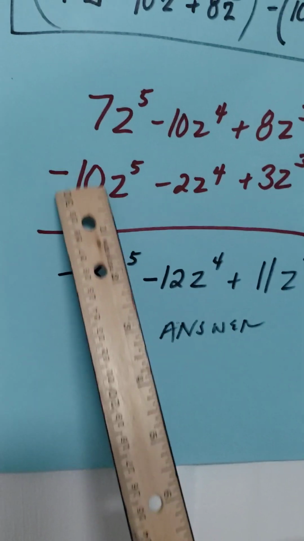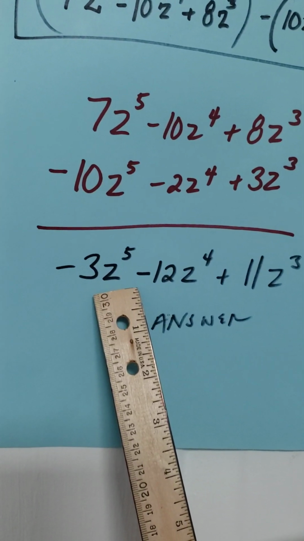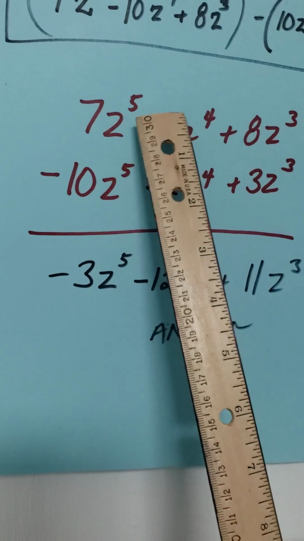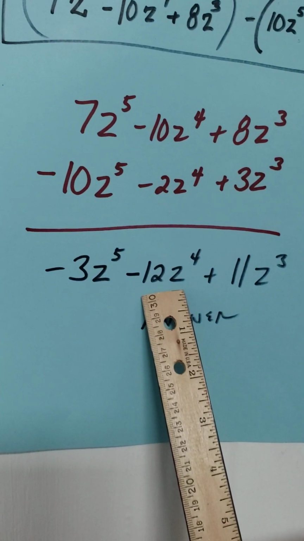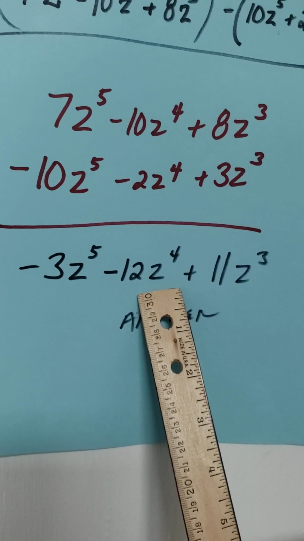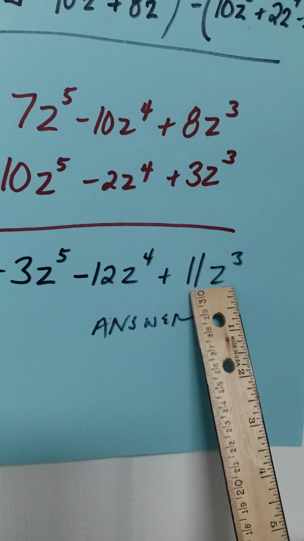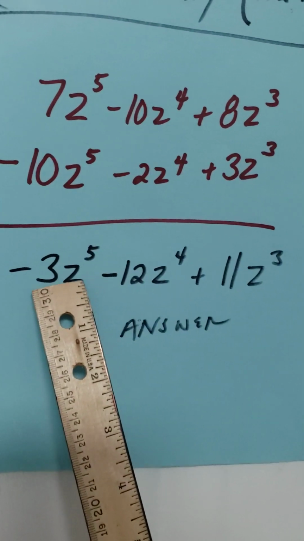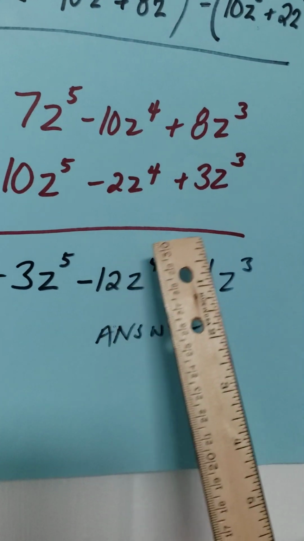So this says I have 7, I owe 10, therefore I still owe 3. The z to the 5th just comes along for the ride. You owe 10, you owe 2, you would add them, you would get negative 12 z to the 4th. You can't drop the letters, they're important. And 8z and 3z would be 11z cubed. So your answer here would be negative 3z to the 5th minus 12z to the 4th plus 11z cubed.